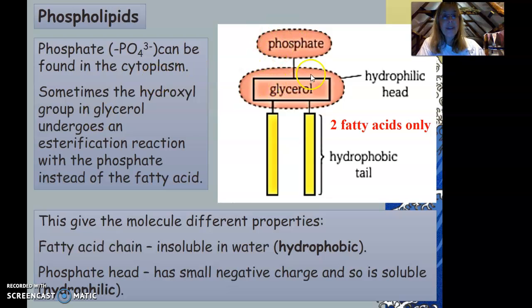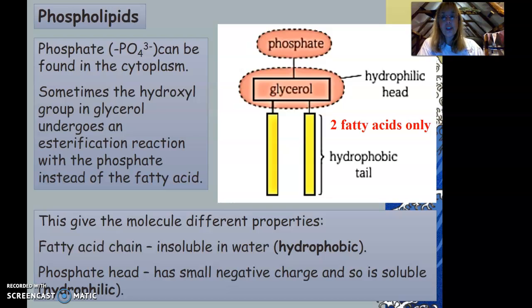So what you have here, there's your phosphate and your glycerol, and you only end up with 2 fatty acids because that third hydroxide has joined with a phosphate group. And in fact, I can draw a big circle around this, both the phosphate and the glycerol group, and that gives you the typical standard picture that we use of a phospholipid.